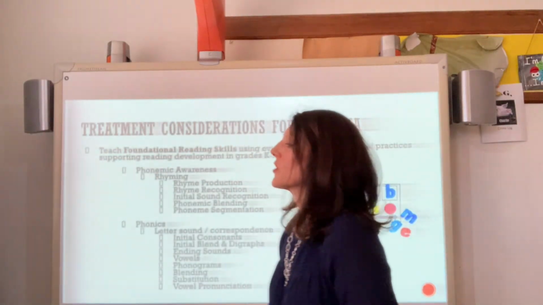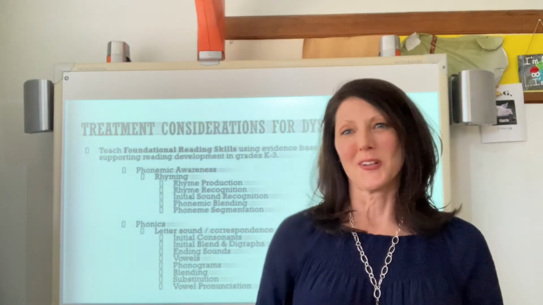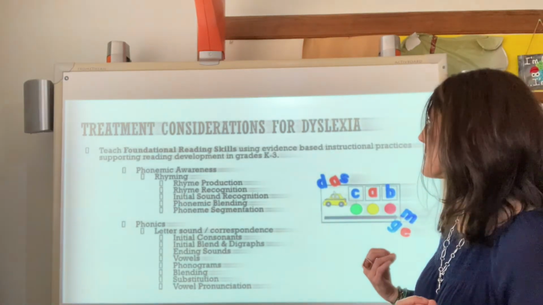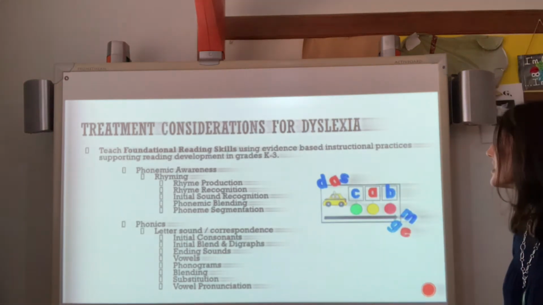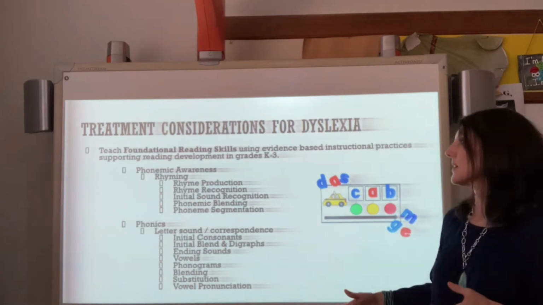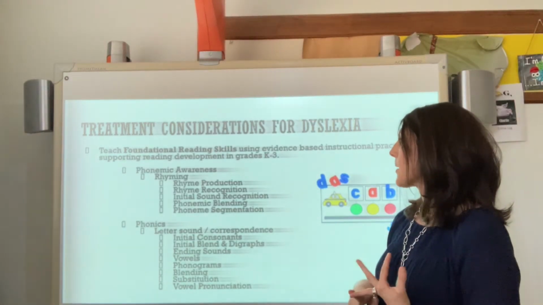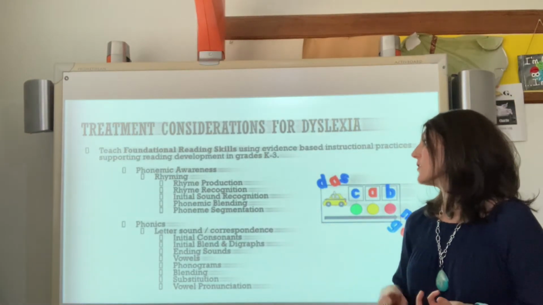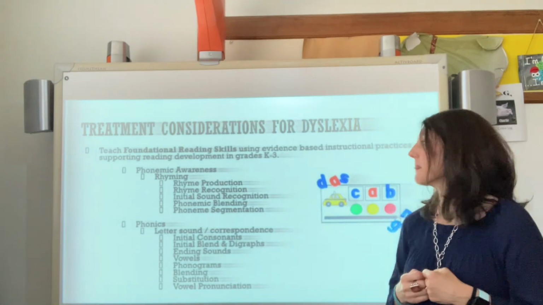Treatment considerations for dyslexia. Dyslexia can't be cured, but it can be treated. And these are some good treatment methods for dyslexia. We want to teach foundational reading skills using evidence-based instructional practices, supporting reading development in grades K through 3. So for phonemic awareness, we want to go back to rhyming, rhyme production, rhyme recognition, initial sound recognition, phonemic blending, phoneme segmentation: taking the word apart, building it back together, manipulating it.